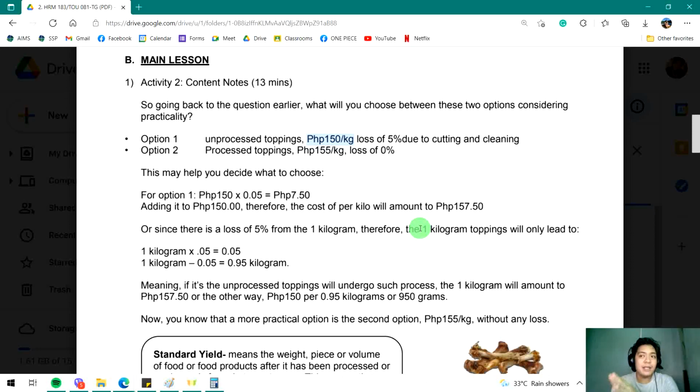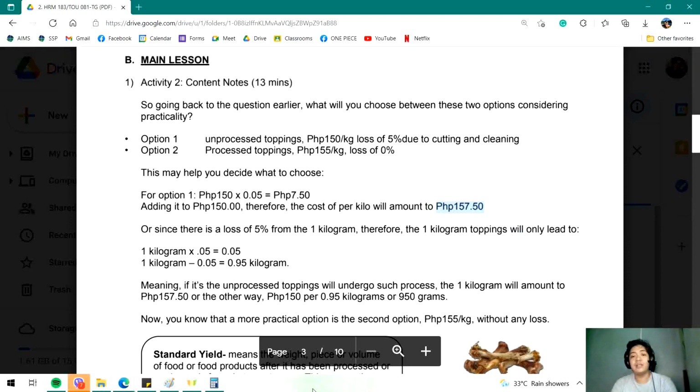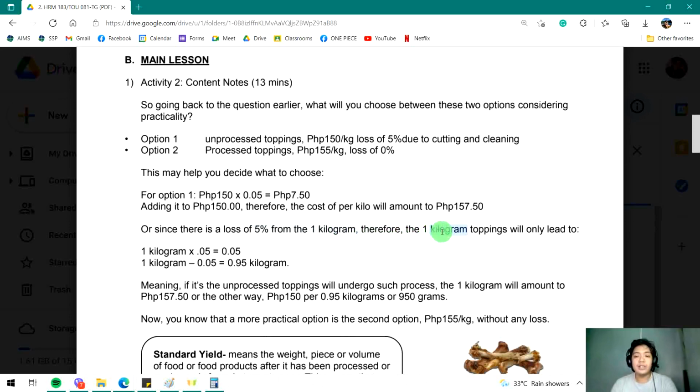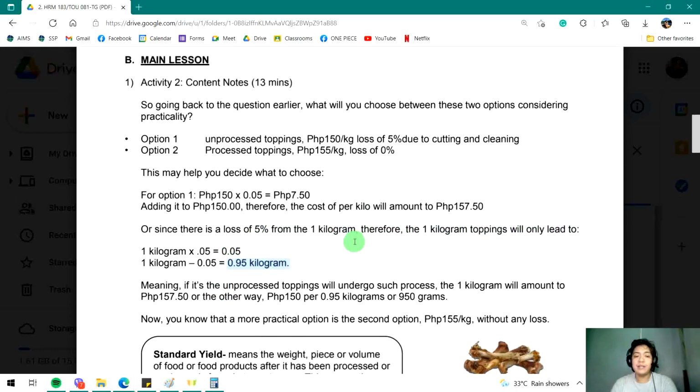Kaya kailangan nating alamin kung magkano yung nawala sa atin doon sa ingredient na yon. So, kailangan nating i-add itong 7.50 doon sa 150. So, ibig sabihin, pag in-add natin yon, ang option number 1 natin is a total of 157.50 pesos. Or, since there is a loss of 5% from the 1 kilogram, therefore, 1 kilogram of toppings will only lead to 0.95 kilogram lang. This is also one thing that you can do.